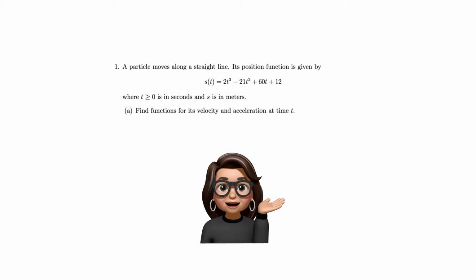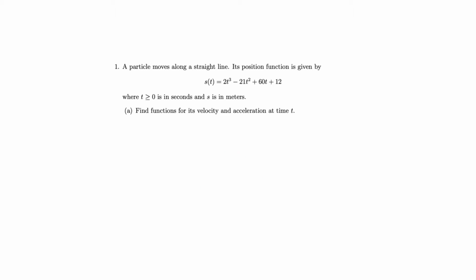It says a particle moves along a straight line with position function given by s of t equals 2t cubed minus 21t squared plus 60t plus 12, where t is greater than or equal to 0, and it's in seconds, and s, the position, is in meters. So part A says find functions for its velocity and acceleration at time t.